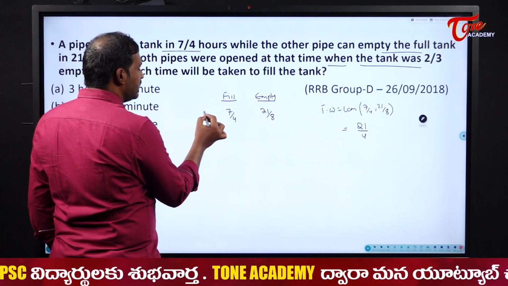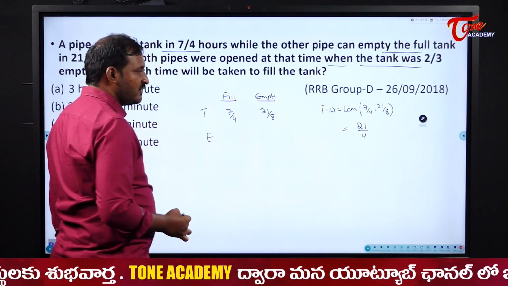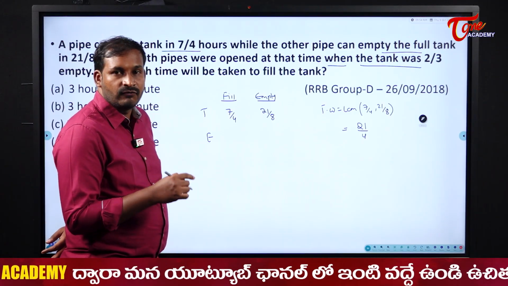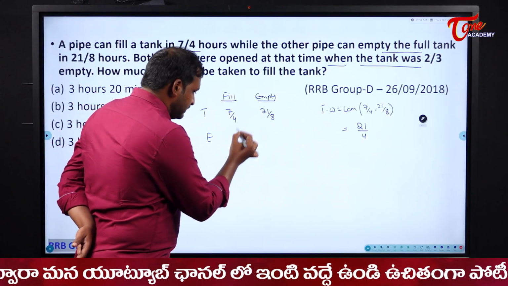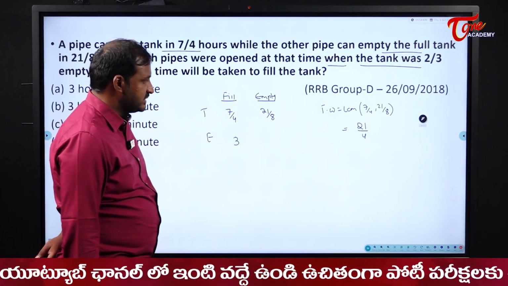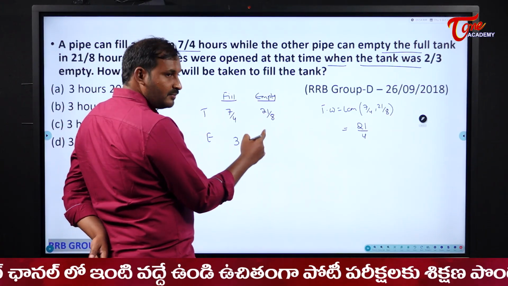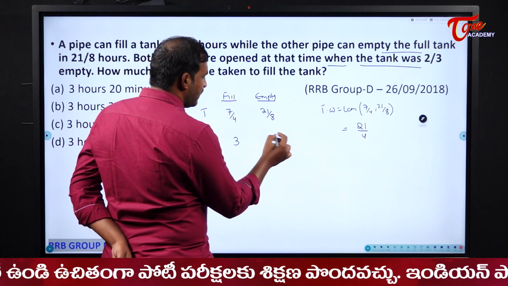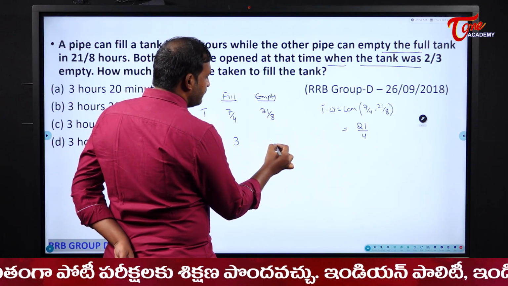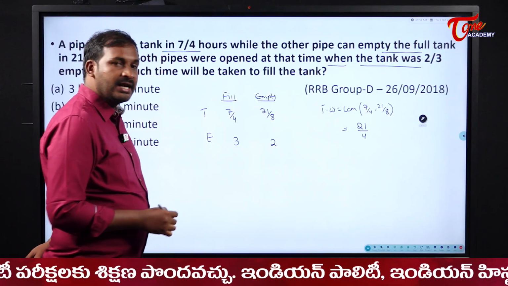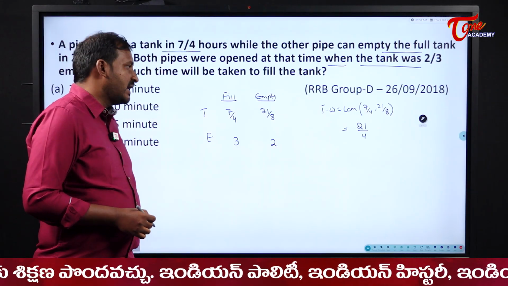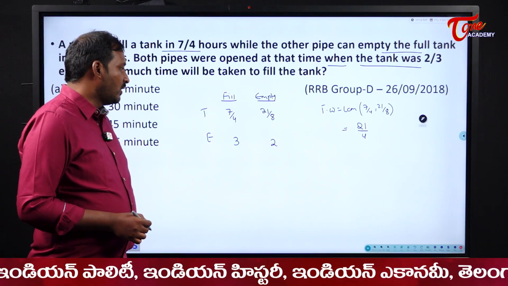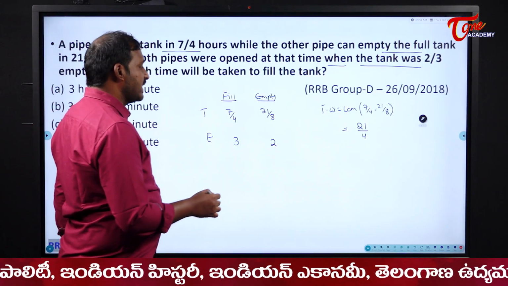So now tell me what are their efficiencies? Efficiency of the fill pipe: 21 by 4 by 7 by 4. 4 gets cancelled and I will be left with 3, 7 ones, 7 3s. Next, 21 by 4 whole by 21 by 8. So this efficiency will become 2. Is this correct or not? Yes, the efficiency becomes 2. Now both are working simultaneously.